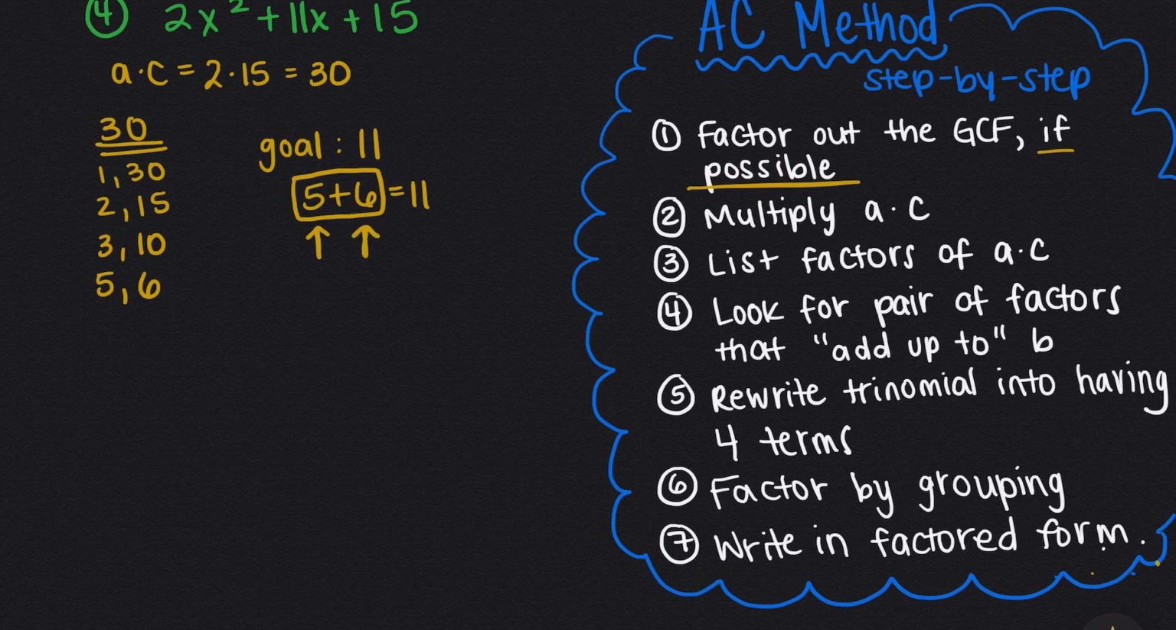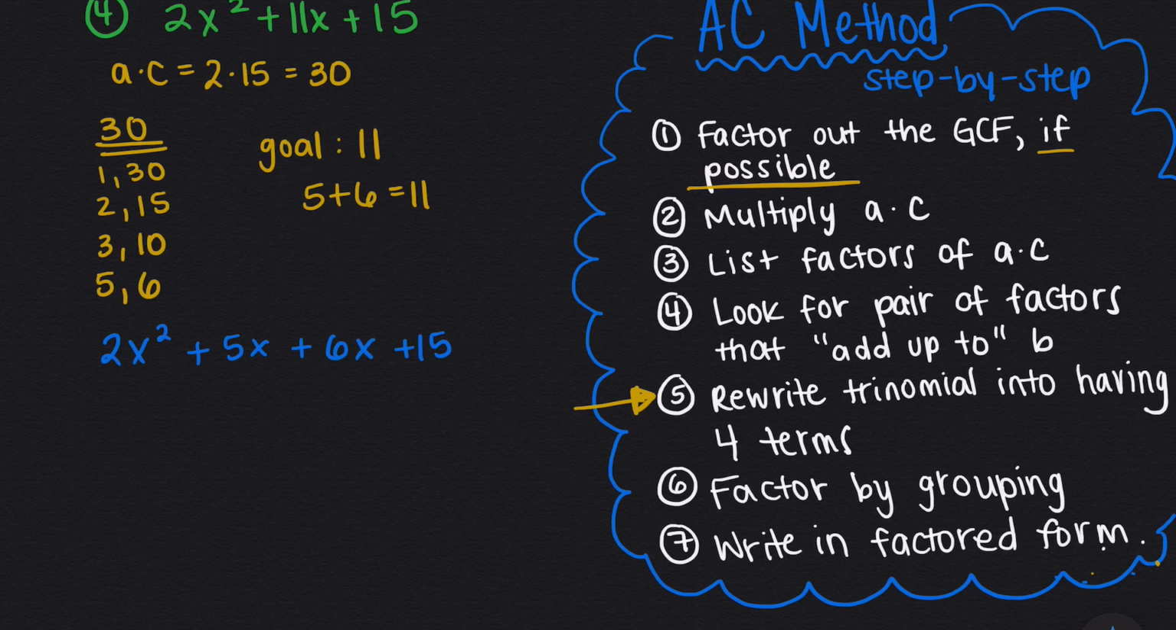Right now, we're on step 5, which is when we rewrite the trinomial into having 4 terms instead of 3. Okay, so we'll bring down the 2x squared, we'll bring down the plus 15 at the end, and in the middle, instead of writing plus 11x, we'll write down 11 by using our factors that we just found. So again, we'll put a positive 5x, and we'll also put a positive 6x.